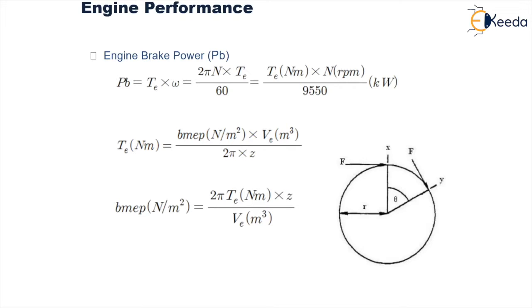Hence this power is referred to as brake power, or in other words, it can also be called shaft power because it is available at the crankshaft, or it is also called the delivered power. Here you see that the brake power is given by this formula. So let us go on a bit further now.